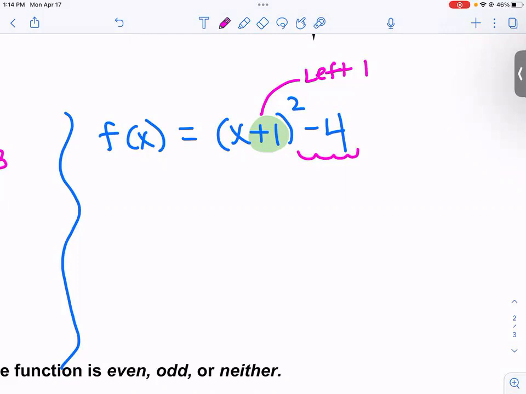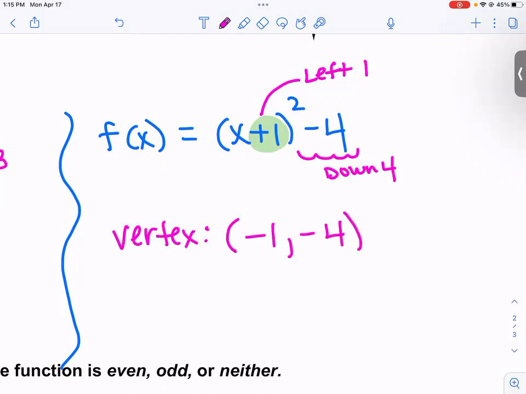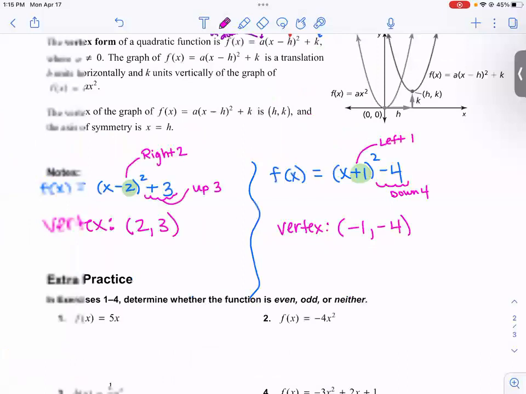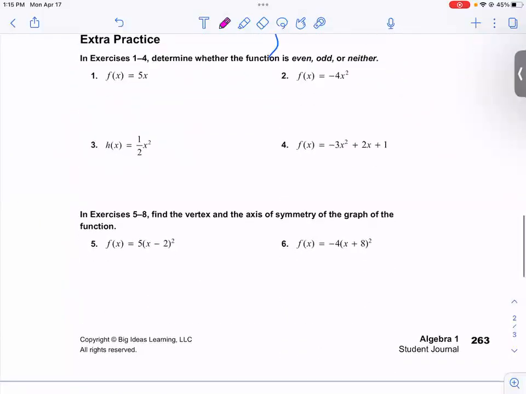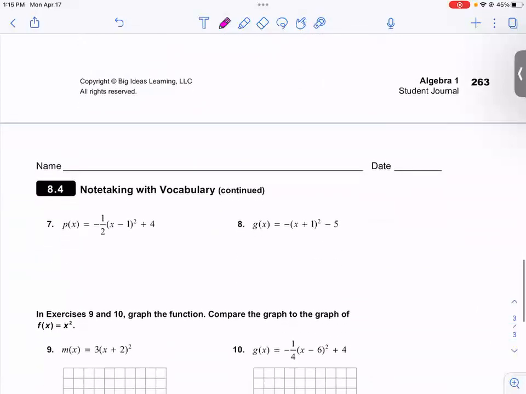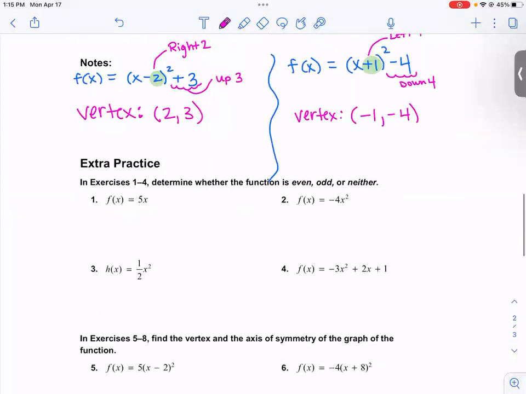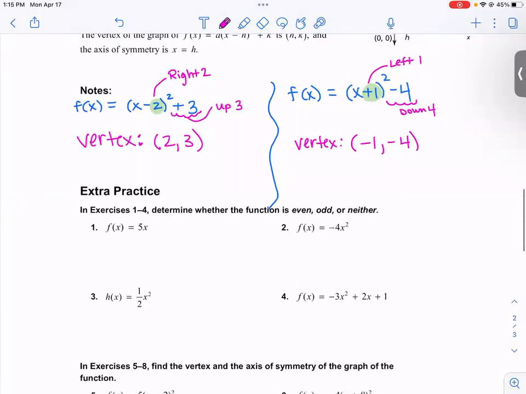But Preston, what does that minus 4 tell us? So our vertex is at -1, -4.